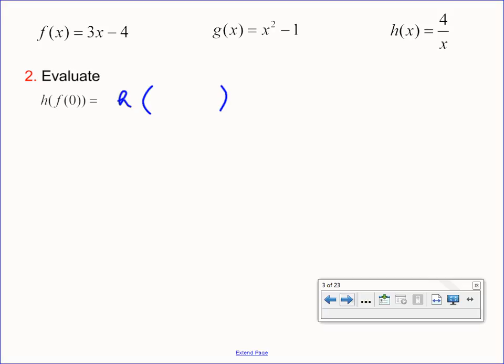F's rule is 3 times input minus 4. But instead of putting input x into f, I'm going to put 0, my x value concerned. I'm going to put 0 into my function f and work from the inside out. So here we go. 0 goes into f's rule. 3 times 0 is 0. Minus 4 is negative 4. So this is h of negative 4.